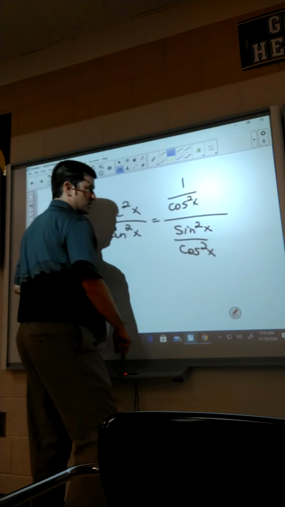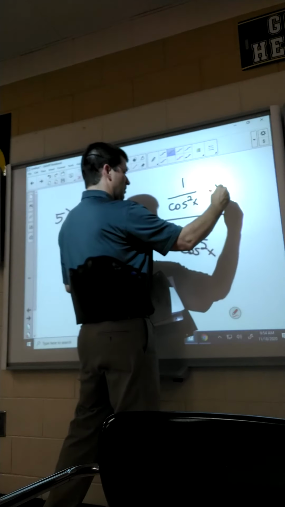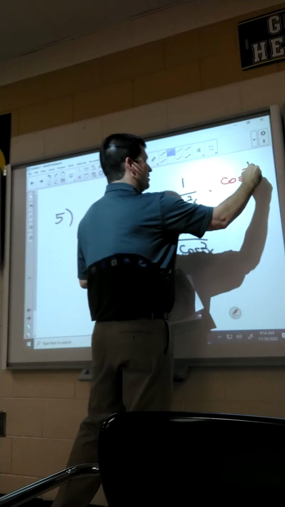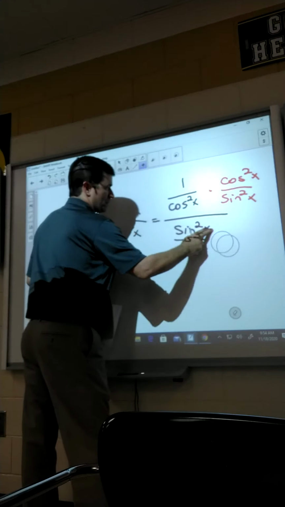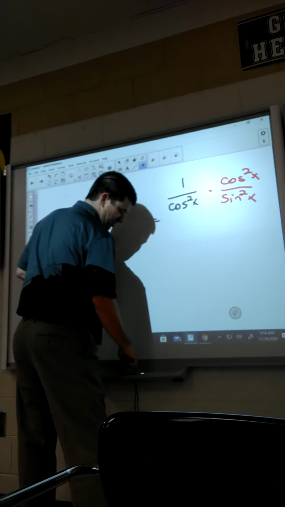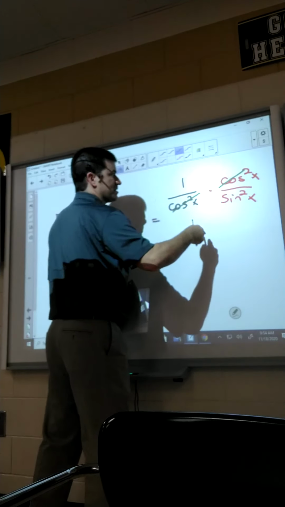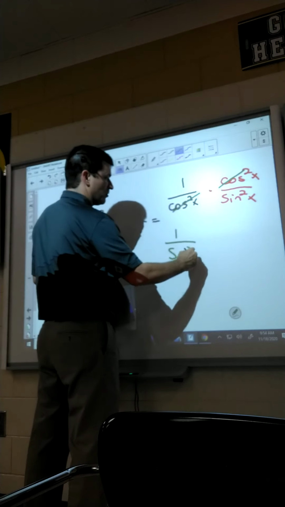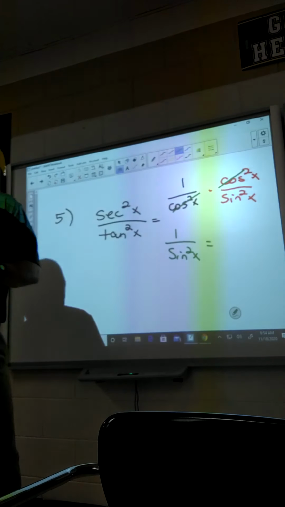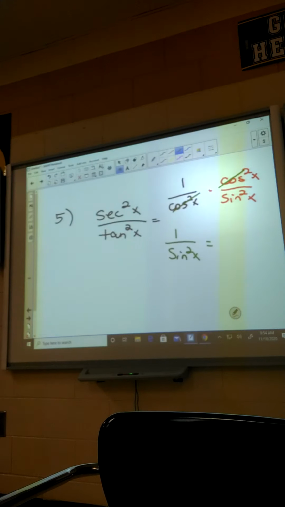All right, so Silas, we got to do keep, change, flip. So I flip this one and this one. All right, so what we do now is start crossing out, Silas. I can cross out cosines. Now look, my answer is 1 on top and sine squared on the bottom. So when you start looking at your formula sheet, you see what I can change that into. 1 over sine is cosecant, so 1 over sine squared is cosecant squared.